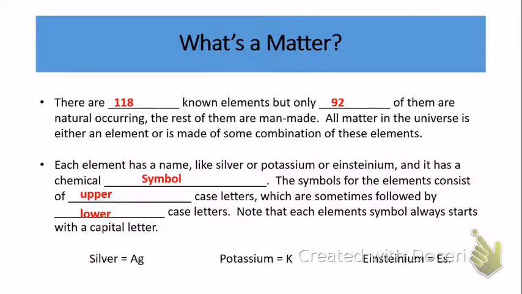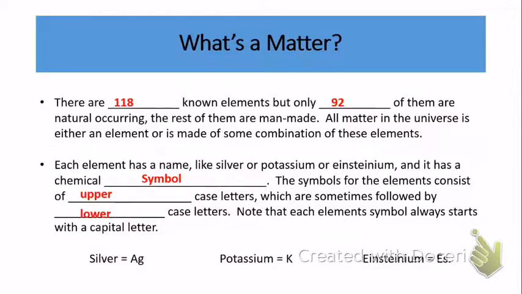Now, we know that there are 118 elements. 92 of them are naturally occurring, and the rest of these elements are man-made. All the matter in the universe is either an element or is made of some combination of these elements. Each element has a specific name, like silver or potassium or einsteinium. It also has a chemical symbol that's associated with the name of the element.